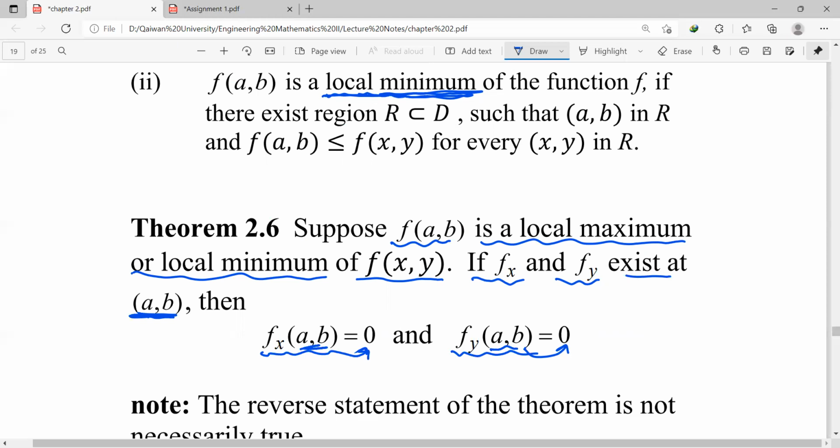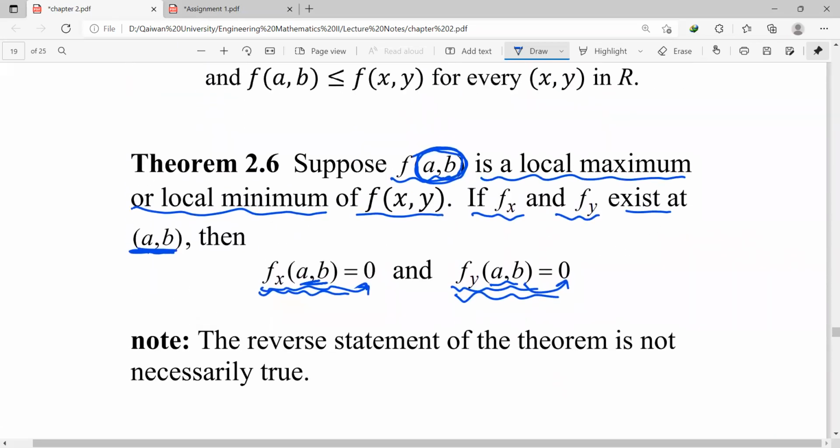Okay, local maximum and local minimum. So if at (a, b) a function is at local maximum or at local minimum, we say the partial derivative with respect to x at the point, and also the partial derivative with respect to y at the point, must be 0. Both partial derivatives must be 0.